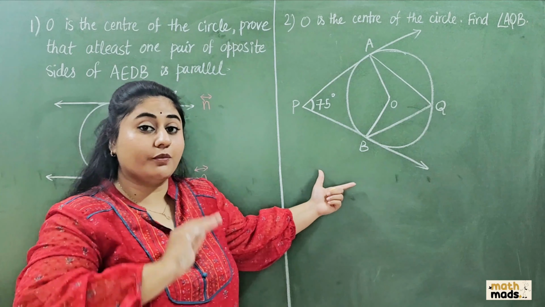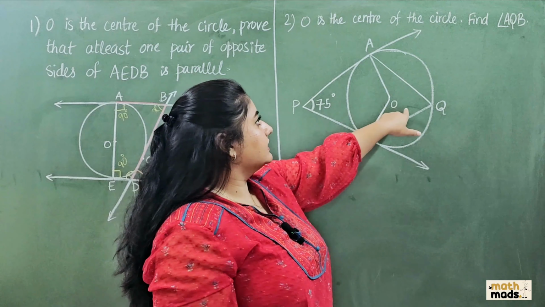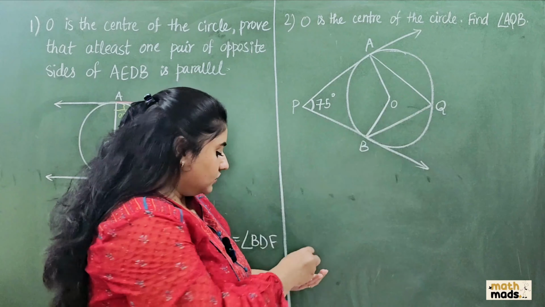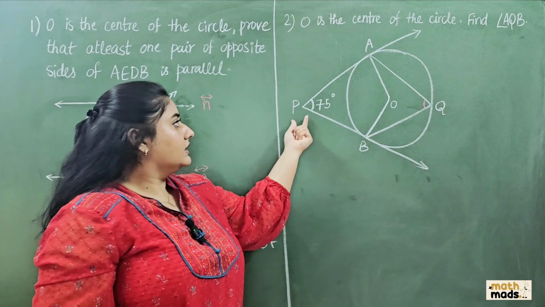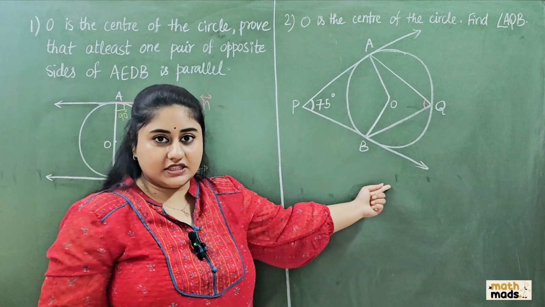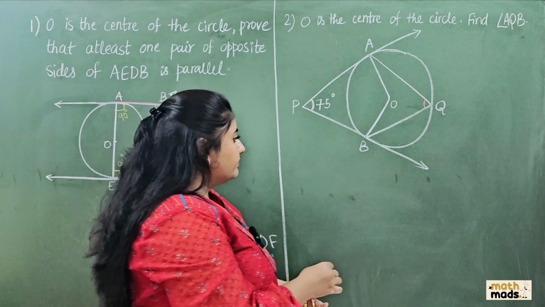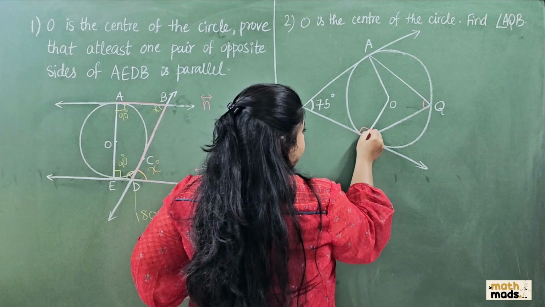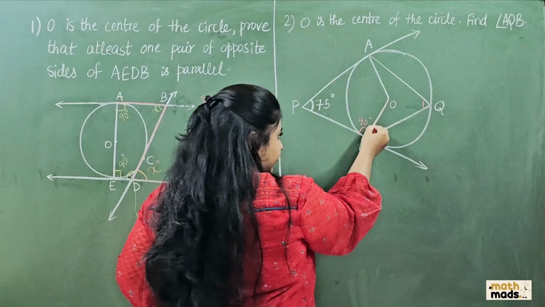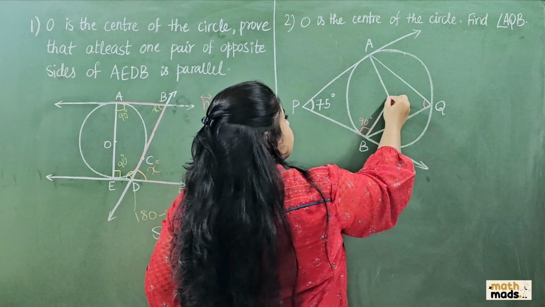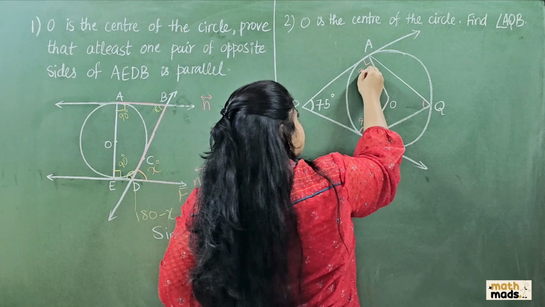Now the second one. For this you will have to go back to 9th standard also. But let's look at the question first. O is the center of the circle. Find angle AQB. This is the angle we are supposed to find. They have given that PA and PB are tangents to the circle and angle APB is 75 degrees. Then what will be the measure of angle PBO? It will be 90 degrees because again here you can see the radius is perpendicular to the tangent. Similarly, the radius here is perpendicular to the tangent, so this will also be 90 degrees.